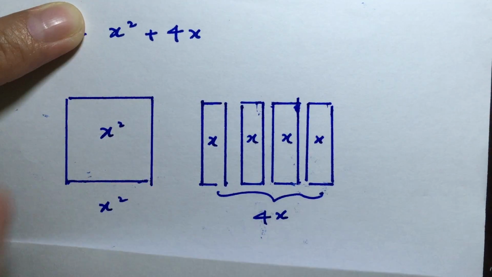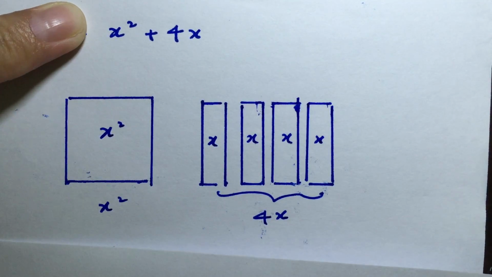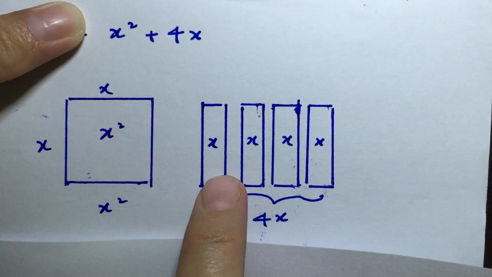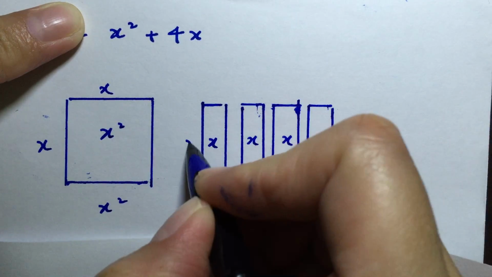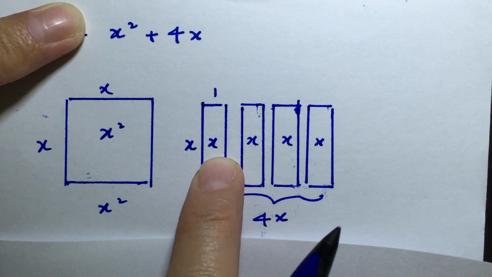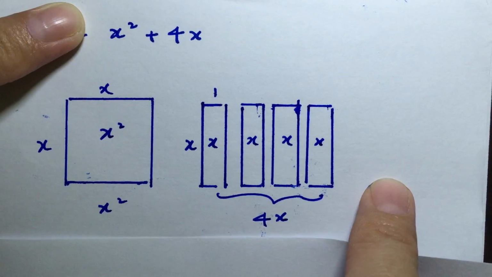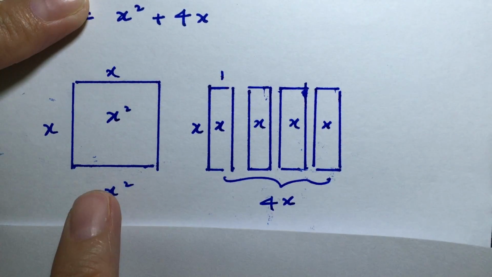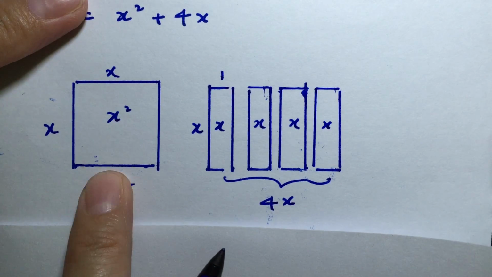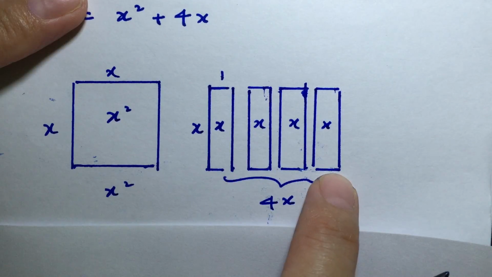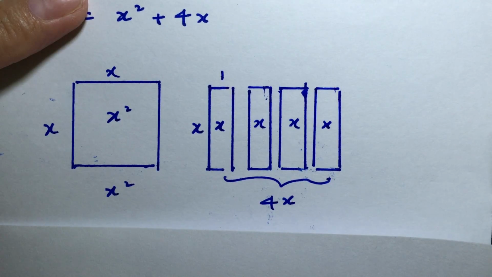Now x squared means that my length and breadth will be the same, and this will be x units each. When we have a bar of x, it means that this is x units and this is 1 unit. So that's why this is x units. It's the same for the rest. Now I need to make it into a square with what I have here. So obviously I already have a big square, which is x squared.